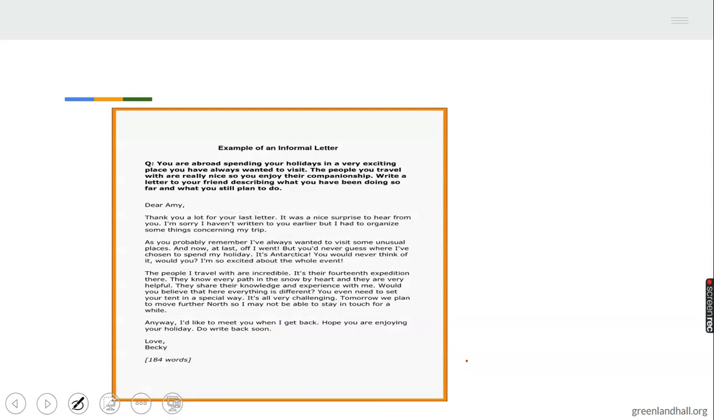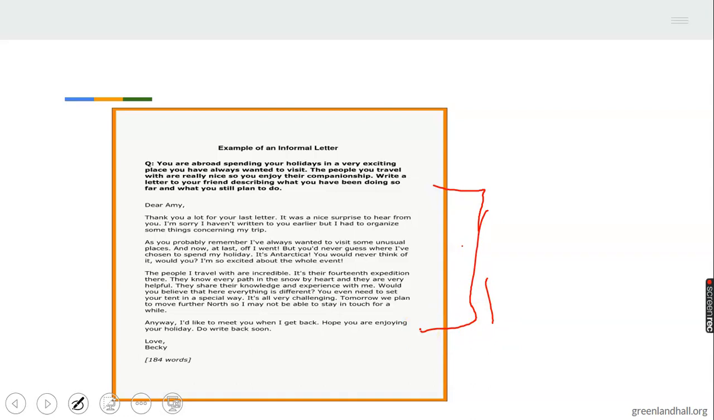This is another example of an informal letter. You know, there's even a question here. Sometimes the question will determine the letter you write. Look at this question. You are abroad, spending your holidays in a very exciting place you have always wanted to visit. The people you travel with are really nice, so you enjoy their companionship. Now, write a letter to your friend describing what you have been doing so far and what you still plan to do. Then this person has written a letter based on the question.